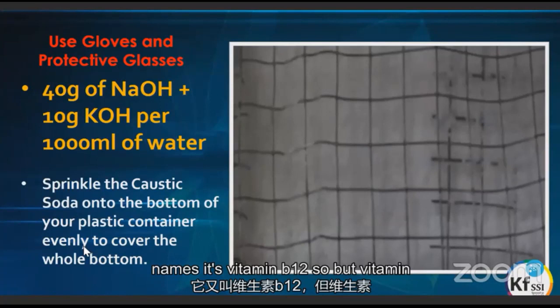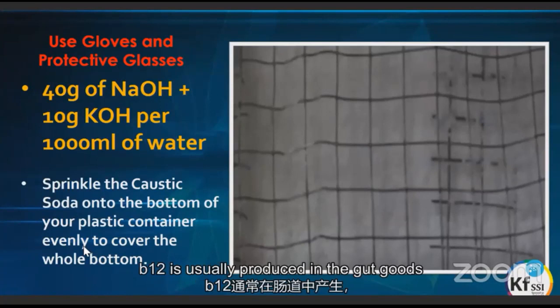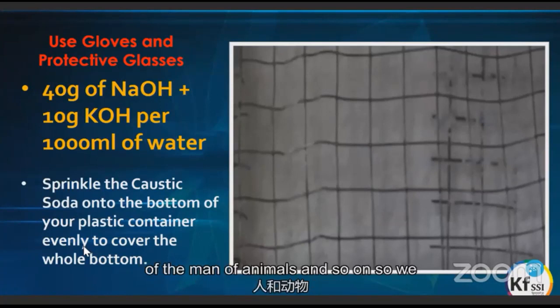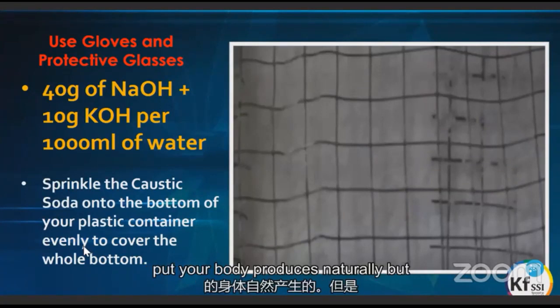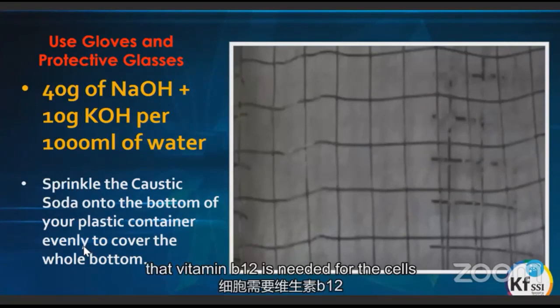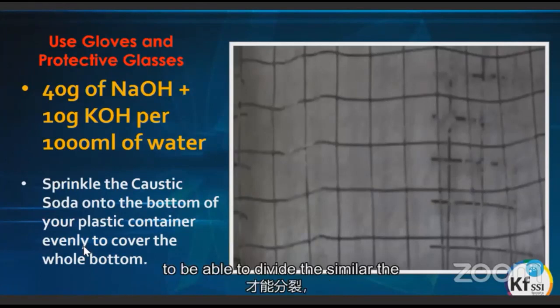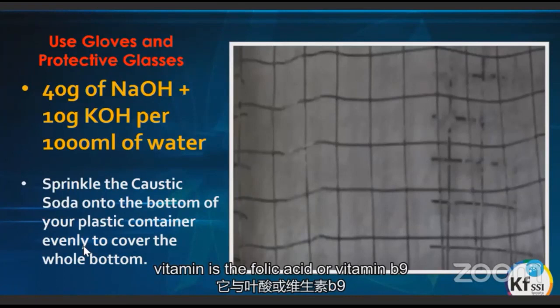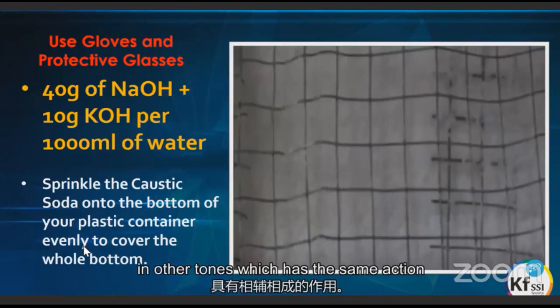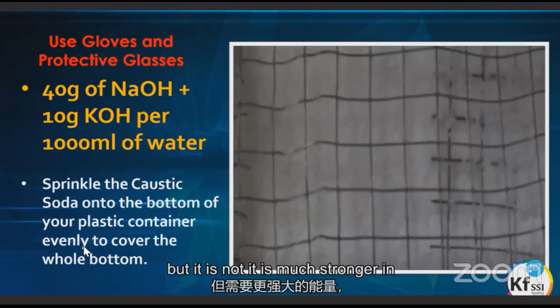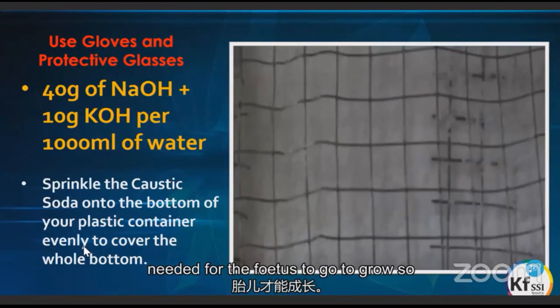So vitamin B12 is usually produced in the guts of man or animals and so on. So your body produces it naturally. But that vitamin B12 is needed for the cells to be able to divide. A similar vitamin is folic acid, or vitamin B9 in other terms. It has the same action, but it is much stronger and it's needed for the fetus to grow.